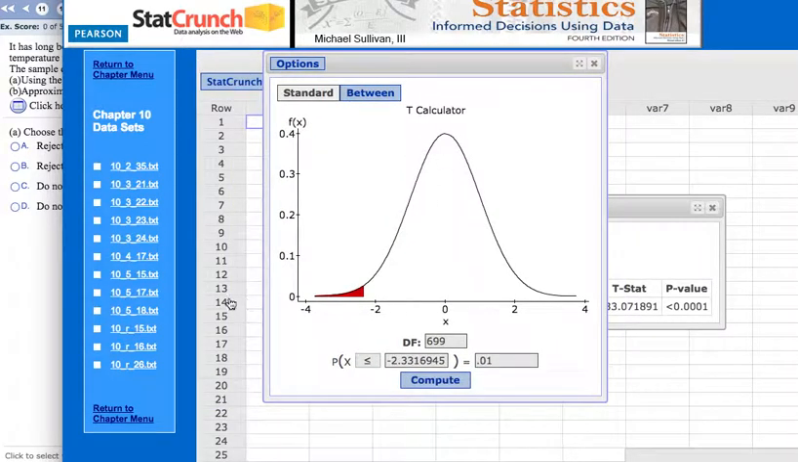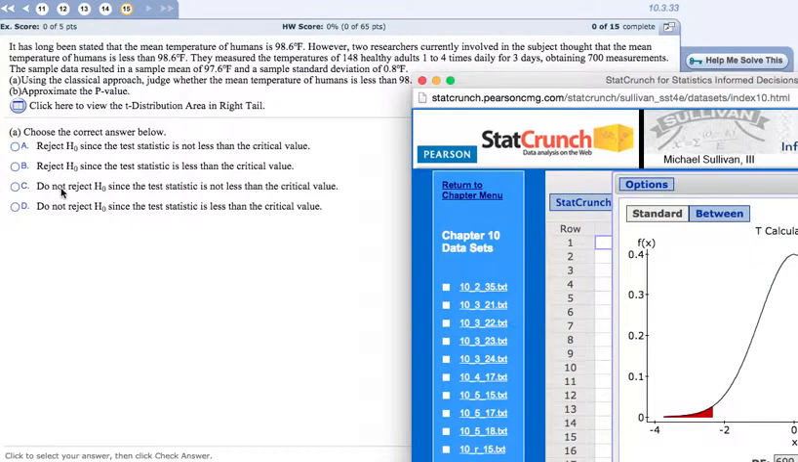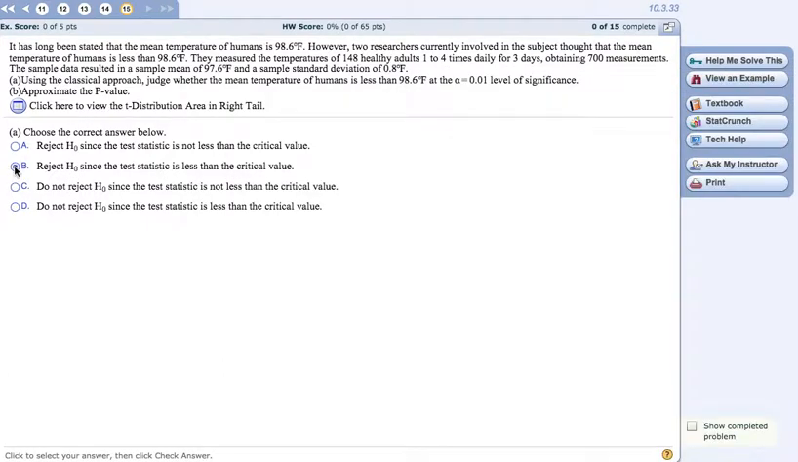So our t-test statistic is below that because our test statistic is way below that. It's like negative 33, so it's all the way off the screen. And this is the rejection region, so it's way down away from the mean or the null where that should be. So it's in the rejection region, so we're going to reject the null since the test statistic is less than the critical value. So that would be B.